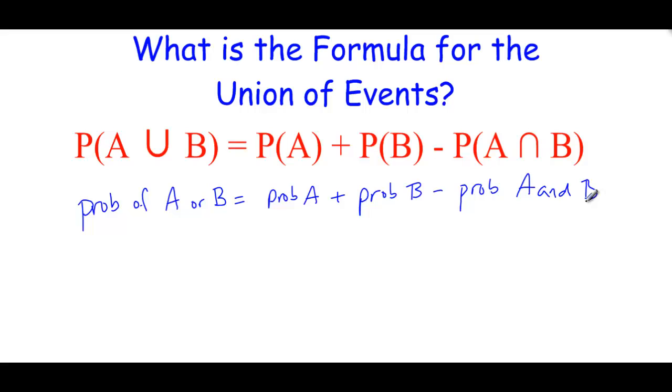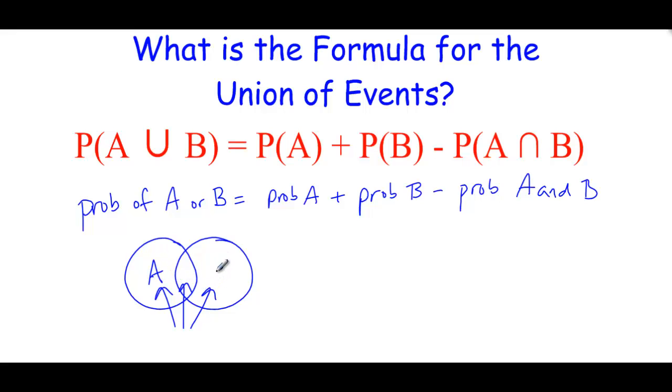Basically, if I want A or B, if you remember from our little circles, A or B is when I add all three of these parts. It could be an A by itself, it could be in B by itself, or it could be in the intersection of A and B. So it's combining all three of those together. Well, the probability of A would be this entire circle.